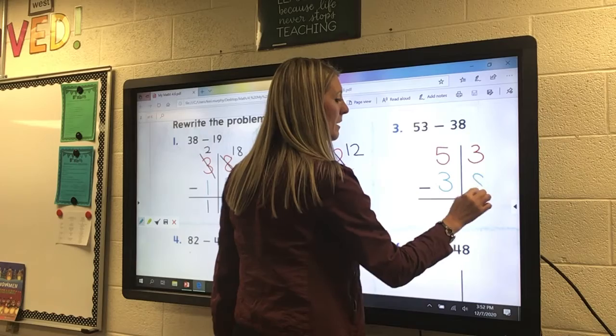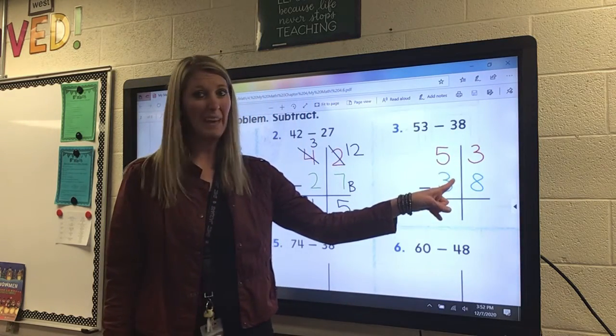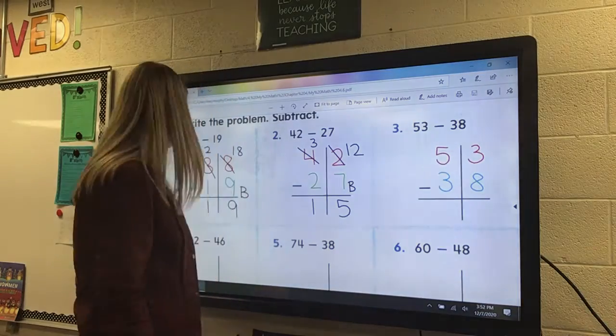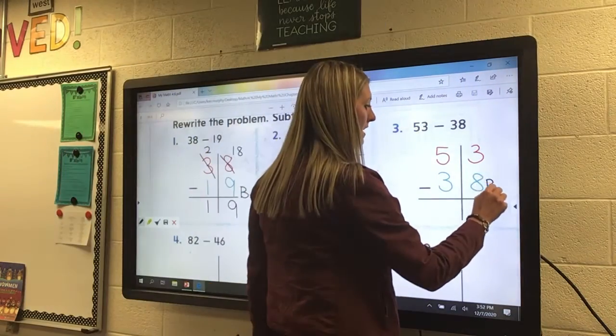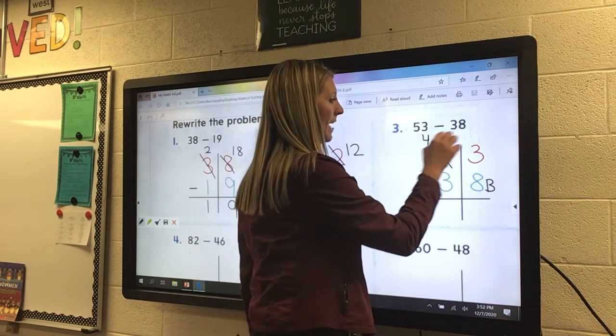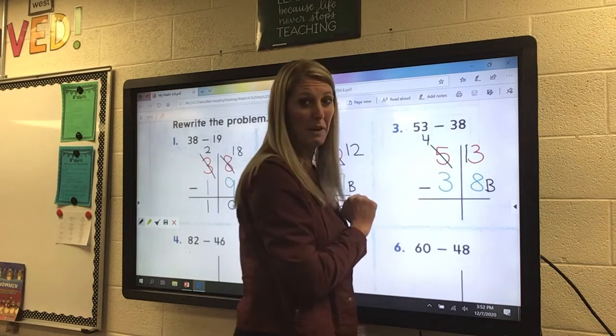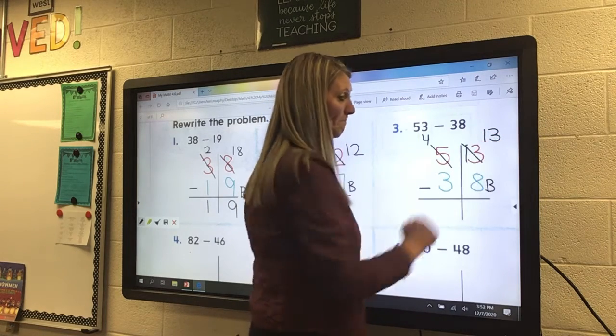So make sure you write your numbers going horizontally. I'm going to start over here. 3, take 8 away. Can't do that. Bigger bottom, better borrow. So I'm going to go over here and borrow from that 5. That 5 now becomes a 4. And I move that 10 over here. So you can just put a 1 in front of it. Or you could cross it off and put 13.